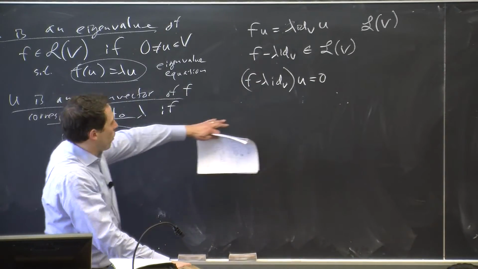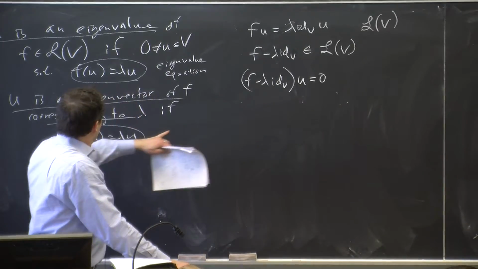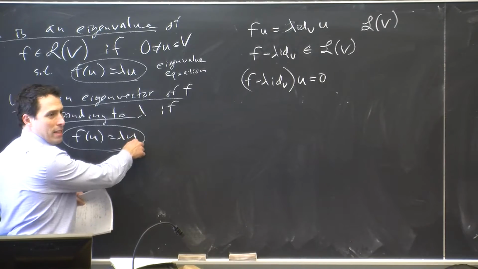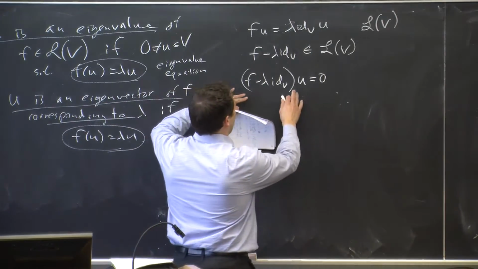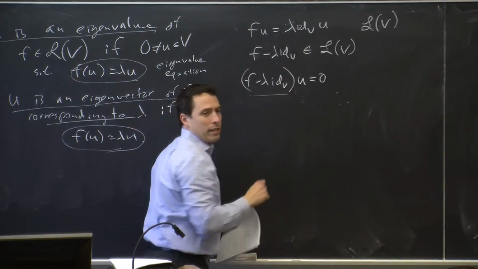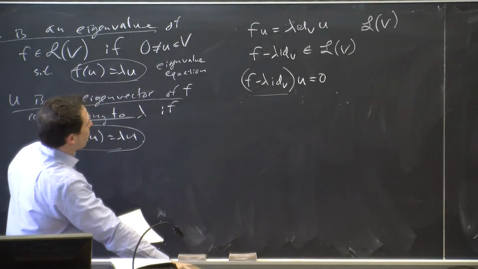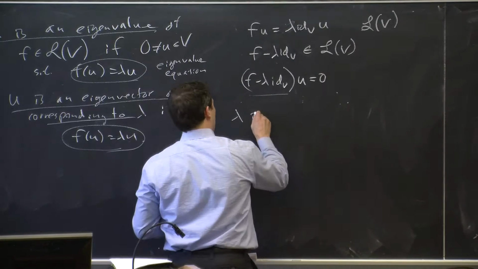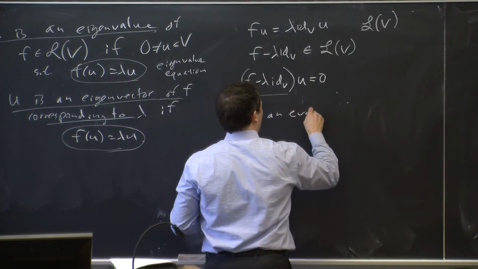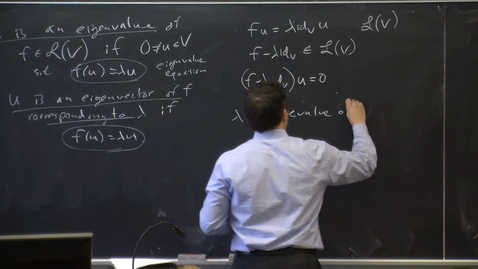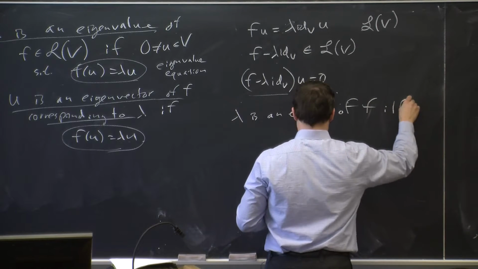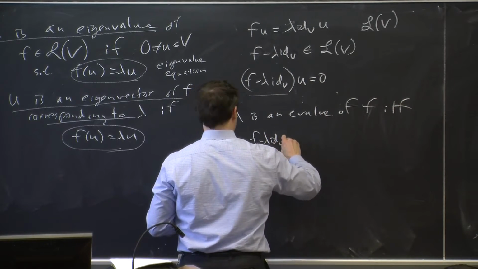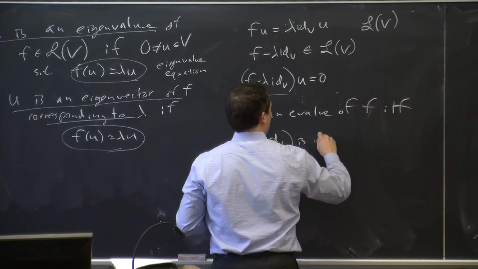And this is a nice way of stating it because while this is something that involves a vector, an operator, and something else on the other side, this just is kind of a statement about a single operator. And that's easier to work with for a lot of purposes. We saw, for example, that lambda is an eigenvalue of f if and only if this operator, f minus lambda times the identity, is not injective.